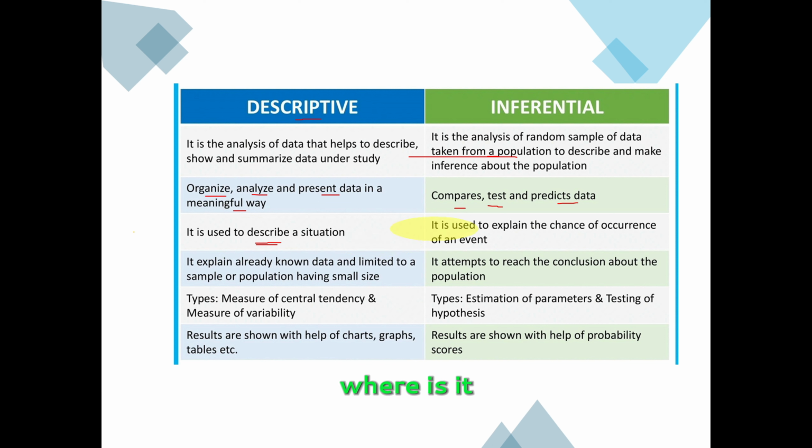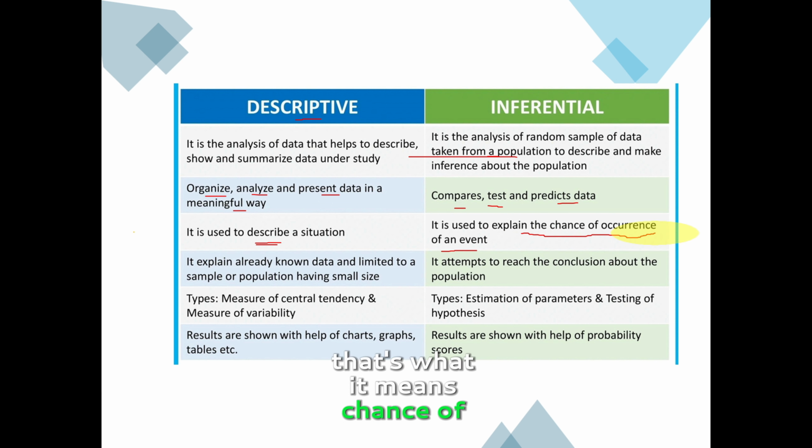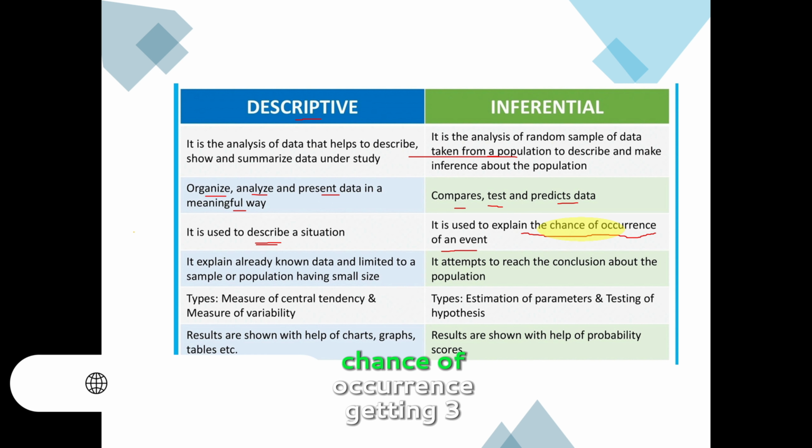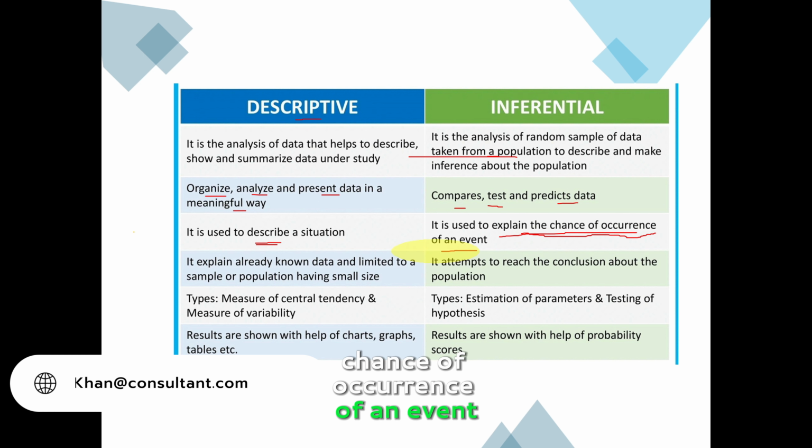Whereas inferential is used to explain the chance of occurrence of the event. So for example, you toss the coin and you get head and tail. That's what it means. Chance of occurrence. You can have the dice, you can have the cards. So for example, in dice you have 1, 2, 3, 4, 5, 6. So chance of occurrence of getting 3. If you have 2 dice, chance of occurrence getting 3 twice on both the dice. So that's what it means, chance of occurrence of an event.